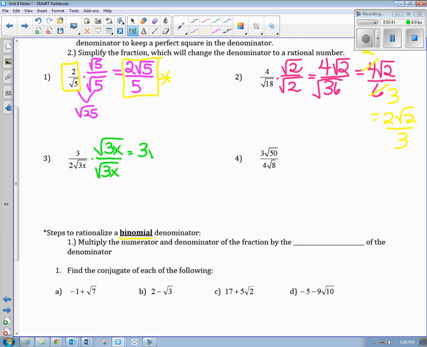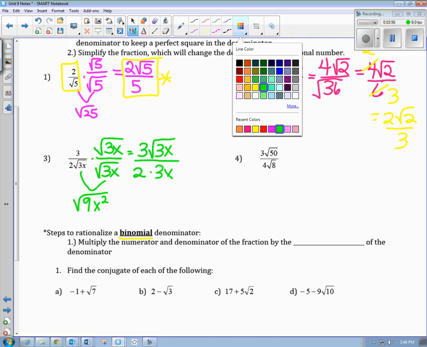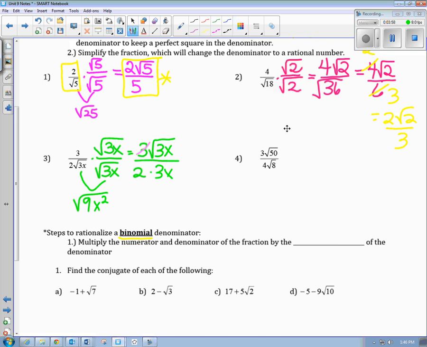So I have 3 radical 3x over 2 times, and when I multiply these 2 radical 3x's together, I get radical 9x squared, which is just 3x. When I get to here, I can go back and cancel out the 3 on top and the 3 on bottom, and I end up with radical 3x on top and 2x on the bottom as my final answer.